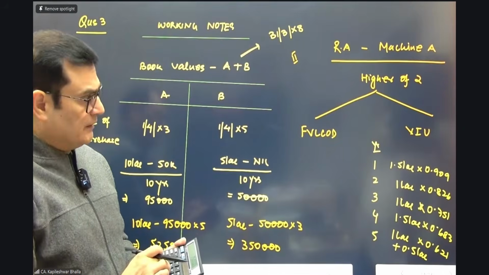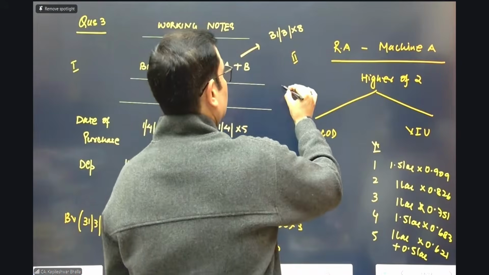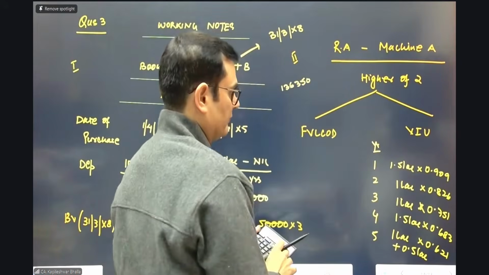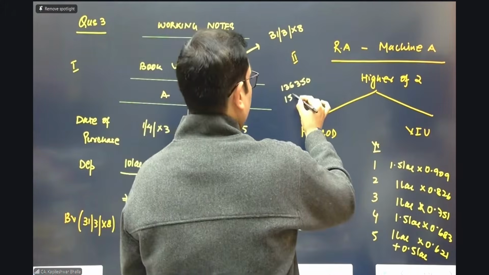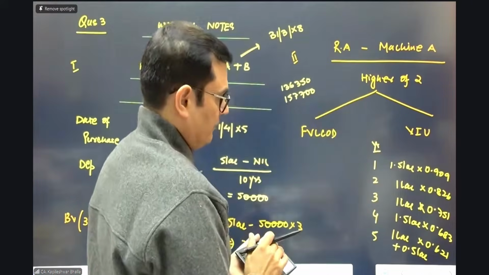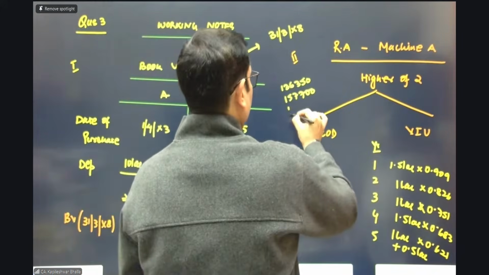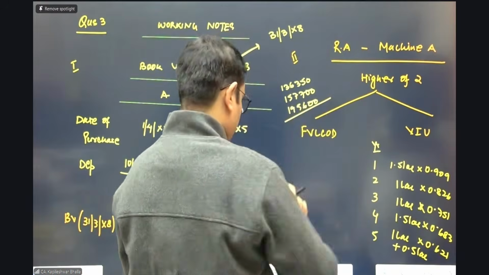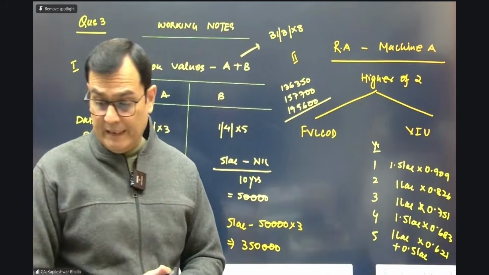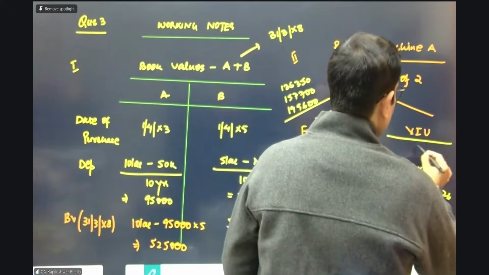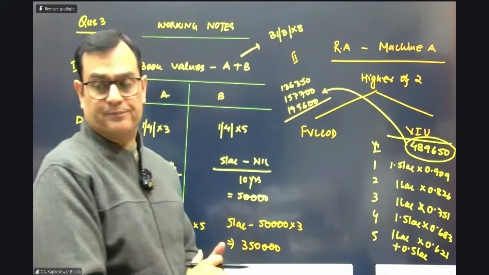This is 1,50,000 into 0.909, which is 136,350. Then this is 157,700. Then this is going to be 0.621 into 1,83,... this is 195,600. So I think the sum total of this is 489,650. This is the total. I've just shown the workings out here.